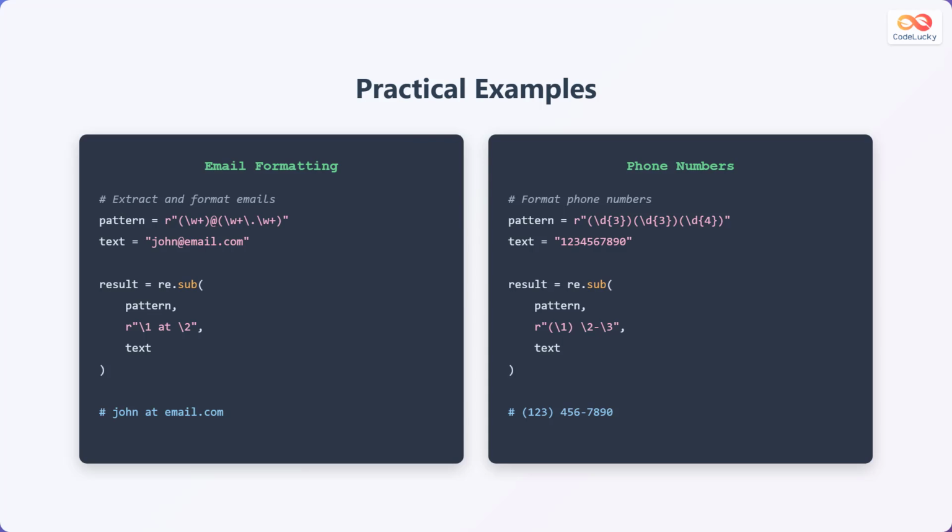For phone numbers, the pattern (\d{3})(\d{3})(\d{4}) can capture the area code, prefix, and line number of a phone number. If your text is 1234567890, using re.sub with the replacement string (\1) \2-\3 will format the phone number as (123) 456-7890.